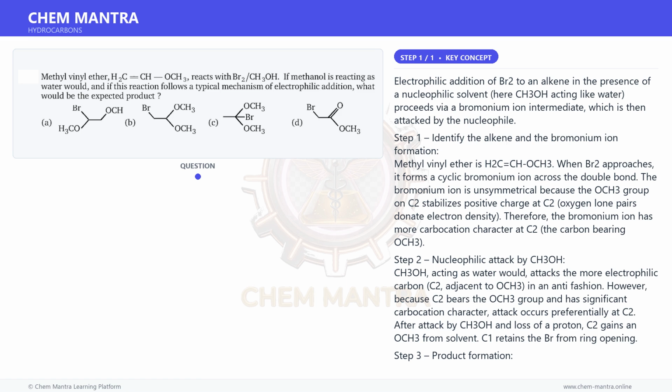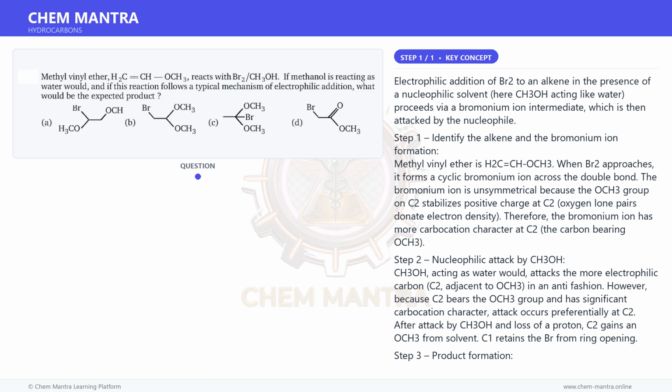Methyl vinyl ether is H2C=CHOCH3. When Br2 approaches, it forms a cyclic bromonium ion across the double bond. The bromonium ion is unsymmetrical because the OCH3 group on C2 stabilizes positive charge at C2. Oxygen lone pairs donate electron density. Therefore, the bromonium ion has more carbocation character at C2, the carbon bearing OCH3.